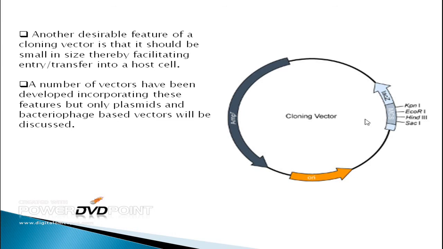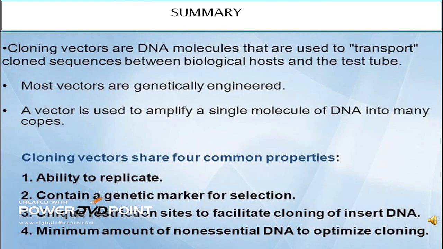Here you can see a simple cloning vector containing an origin of replication, a selectable marker gene which is the antibiotic resistance gene like the ampicillin resistance gene, a marker gene whose product can be easily identified like LacZ, and MCS containing the various restriction enzyme sites. So with this we can conclude, and here is the summary.